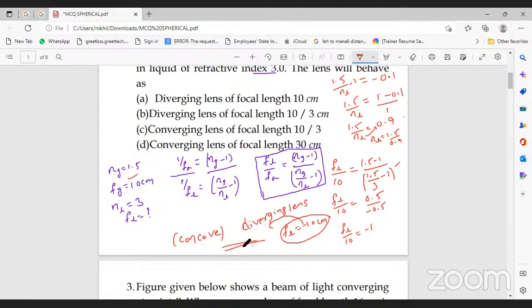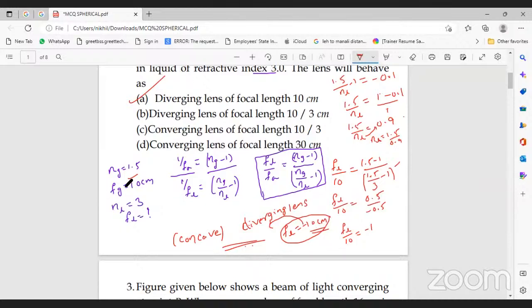So, when you immerse the lens inside that liquid, it is going to behave like a diverging lens of what focal length? 10 centimeters, sir. So, which is the right option? Option A. Yeah. So option A.